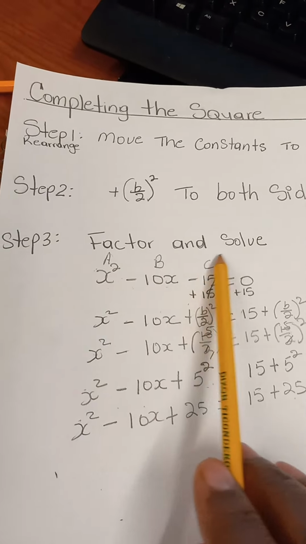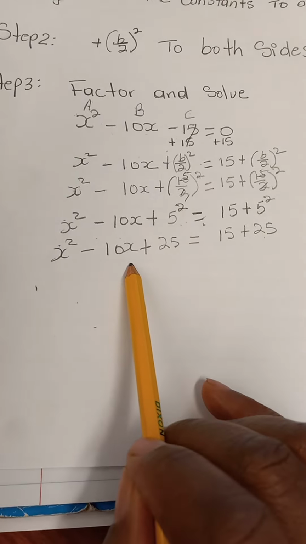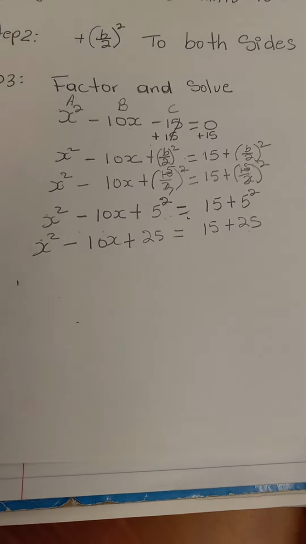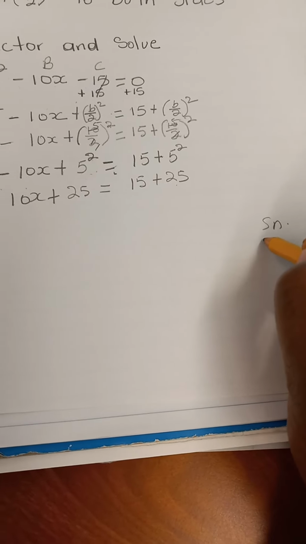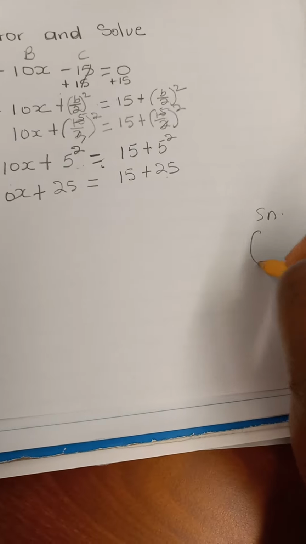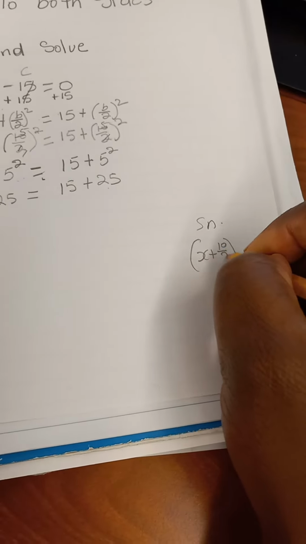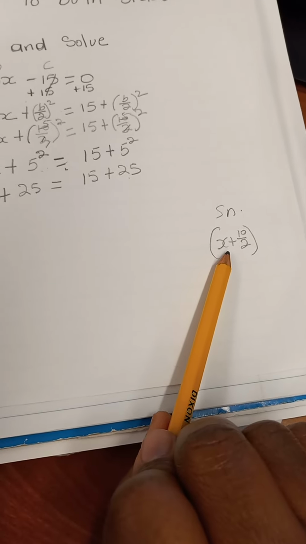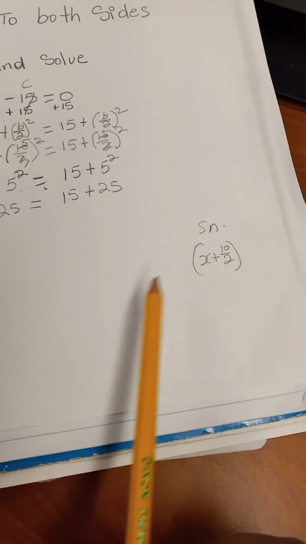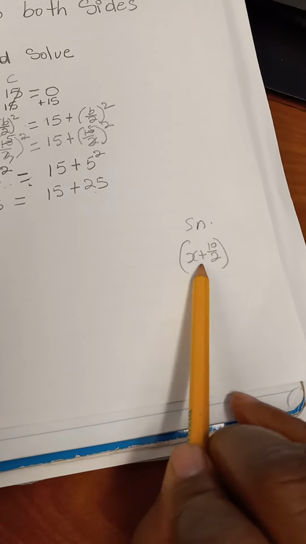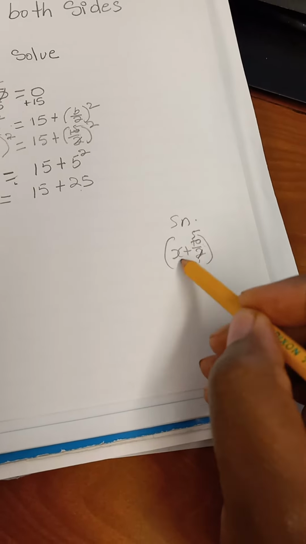Step 3 says factor and solve. So we're going to factor x squared minus 10x plus 25. Before I factor, I'm going to make a side note. In order to factor this, we're going to have our x plus our b, which is 10 over 2. That's basically how you're going to get to this factor here. For some of us who cannot factor it right away, we are actually doing x plus 10 over 2. So when we simplify, we get x plus 5.